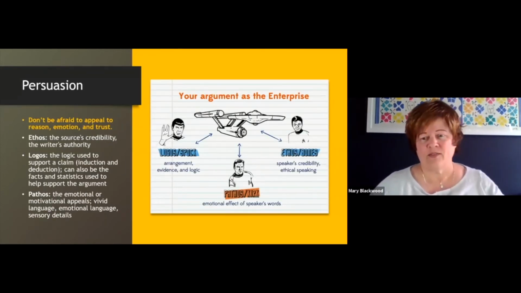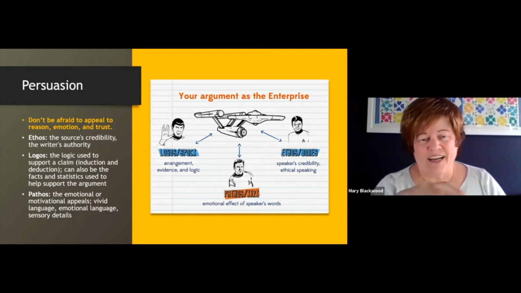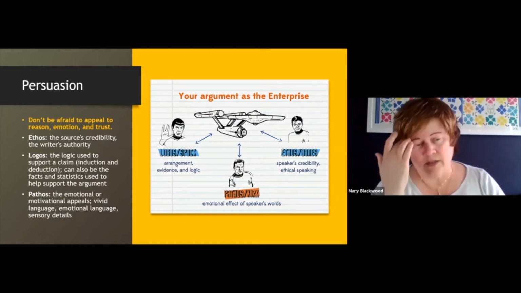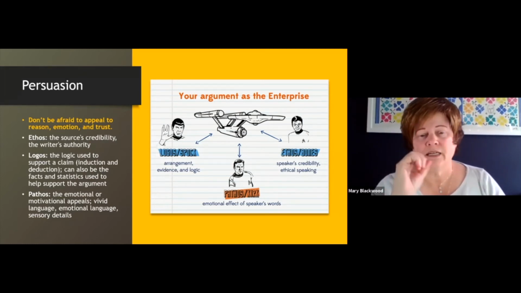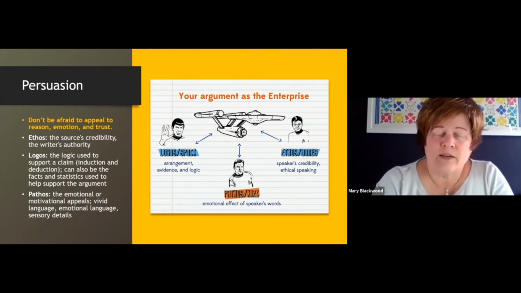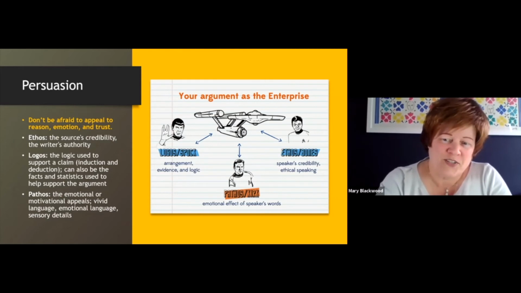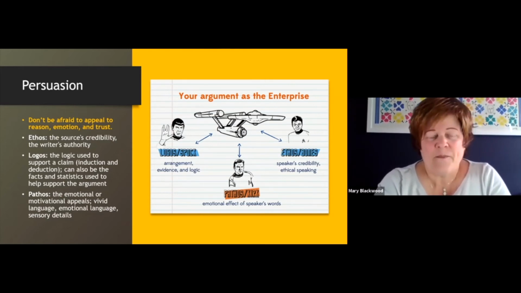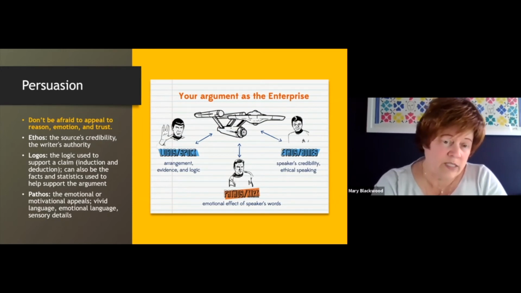So here's my favorite slide. I don't know who made this thing up. I found it on the web. It doesn't have a credit on it, I'm sorry to say. But it's talking about classical rhetoric with your argument as the Starship Enterprise. You need to include logos, ethos, and pathos when you're trying to convince somebody.